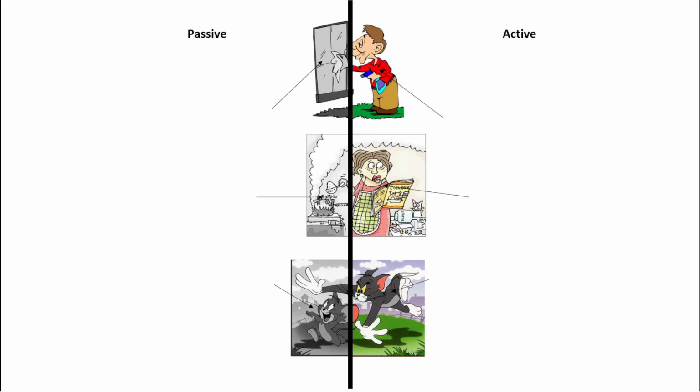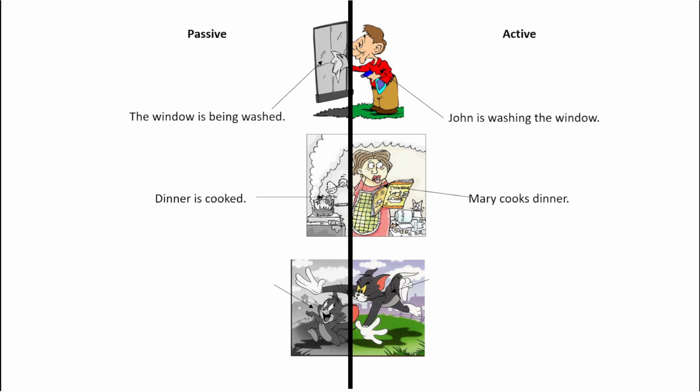If you're a little confused about the passive, what I mean is there are two ways of talking about pretty much anything. So with the active voice, when we're describing this man washing the window, we would say, John is washing the window. If we didn't want to identify John, we would say, the window is being washed. The lady who's cooking, we would say, Mary cooks dinner, but in the passive voice, we'd say, dinner is cooked.